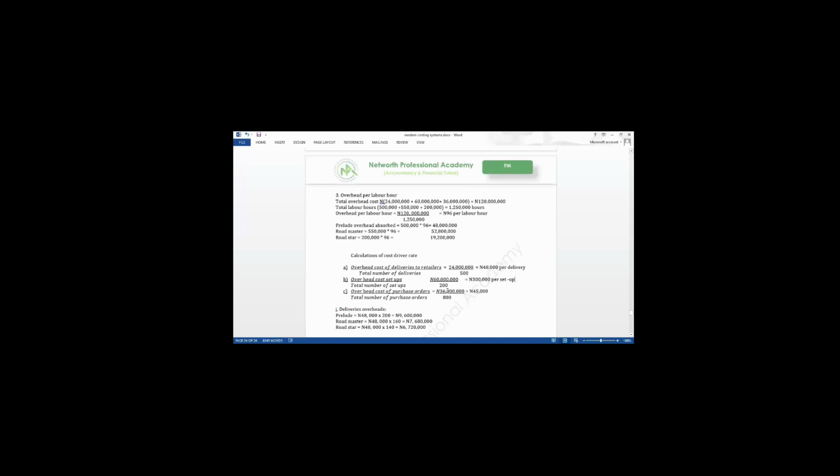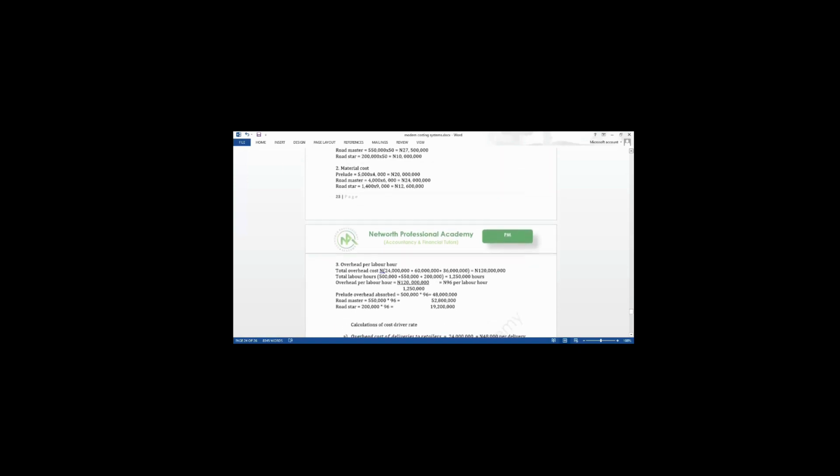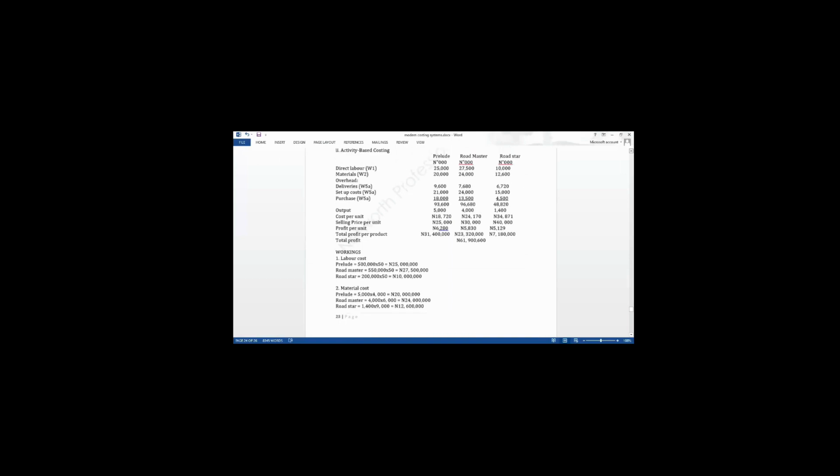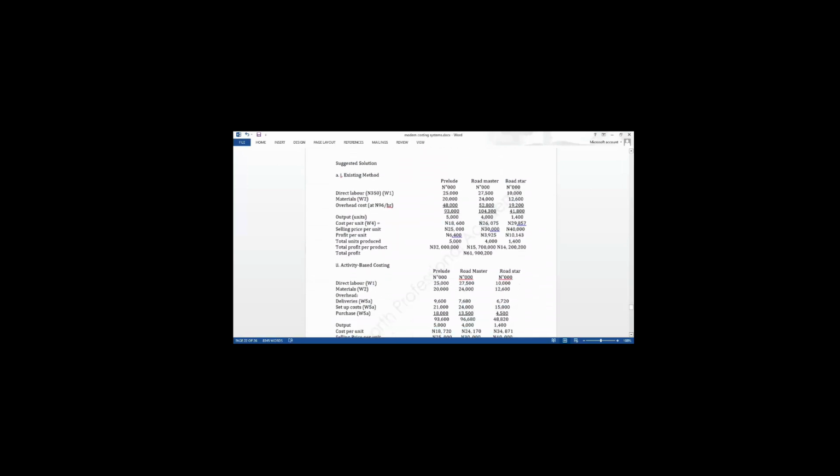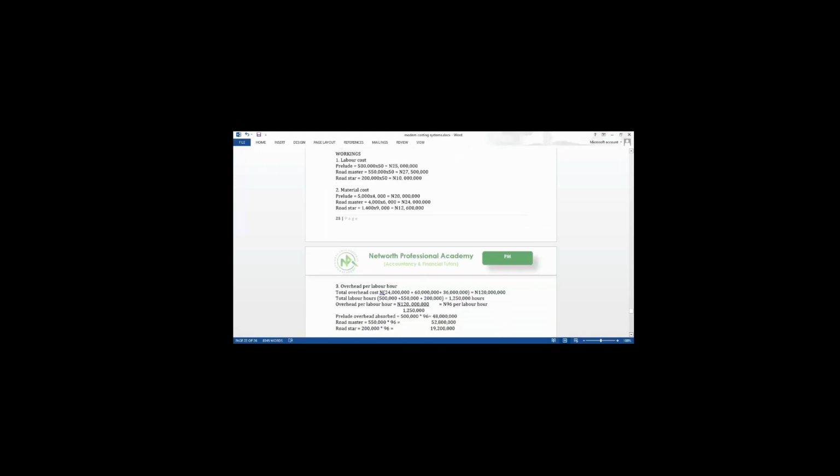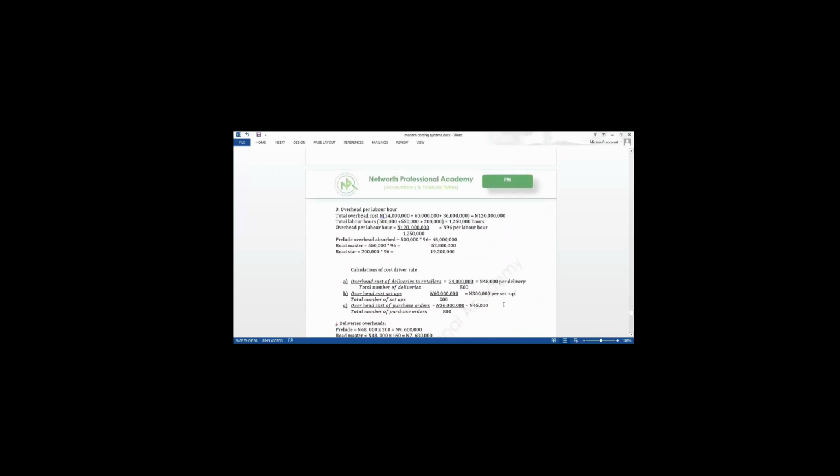Look at this now. The total purchase order cost, 36 million. Number of purchase orders, we can add up. Look at this: 400, 300, 100, that's 800. 36 million divided by 800. That gave us 45,000 naira per purchase order.